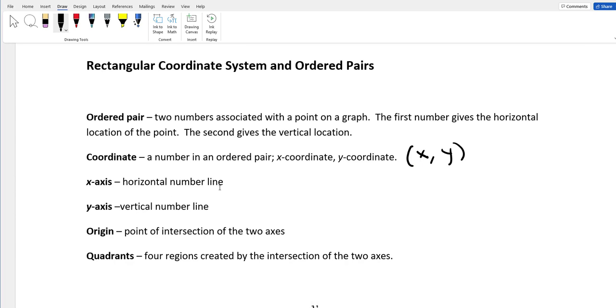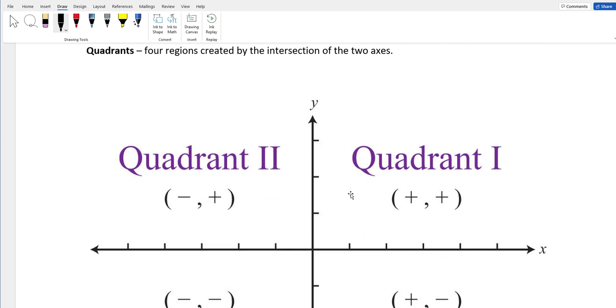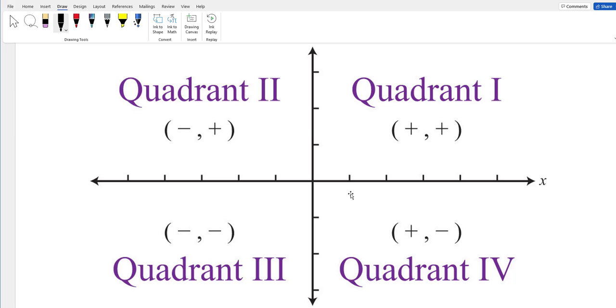The x-axis is the horizontal number line and the y-axis is the vertical number line. The origin is the point of intersection of the two axes. So that's usually the point where the x and y axes cross. And then once you have your graph, it's broken up into quadrants. You have four regions created by the intersection of the two axes. So this is the rectangular coordinate system. Counterclockwise, you have quadrant 1, 2, 3, 4.